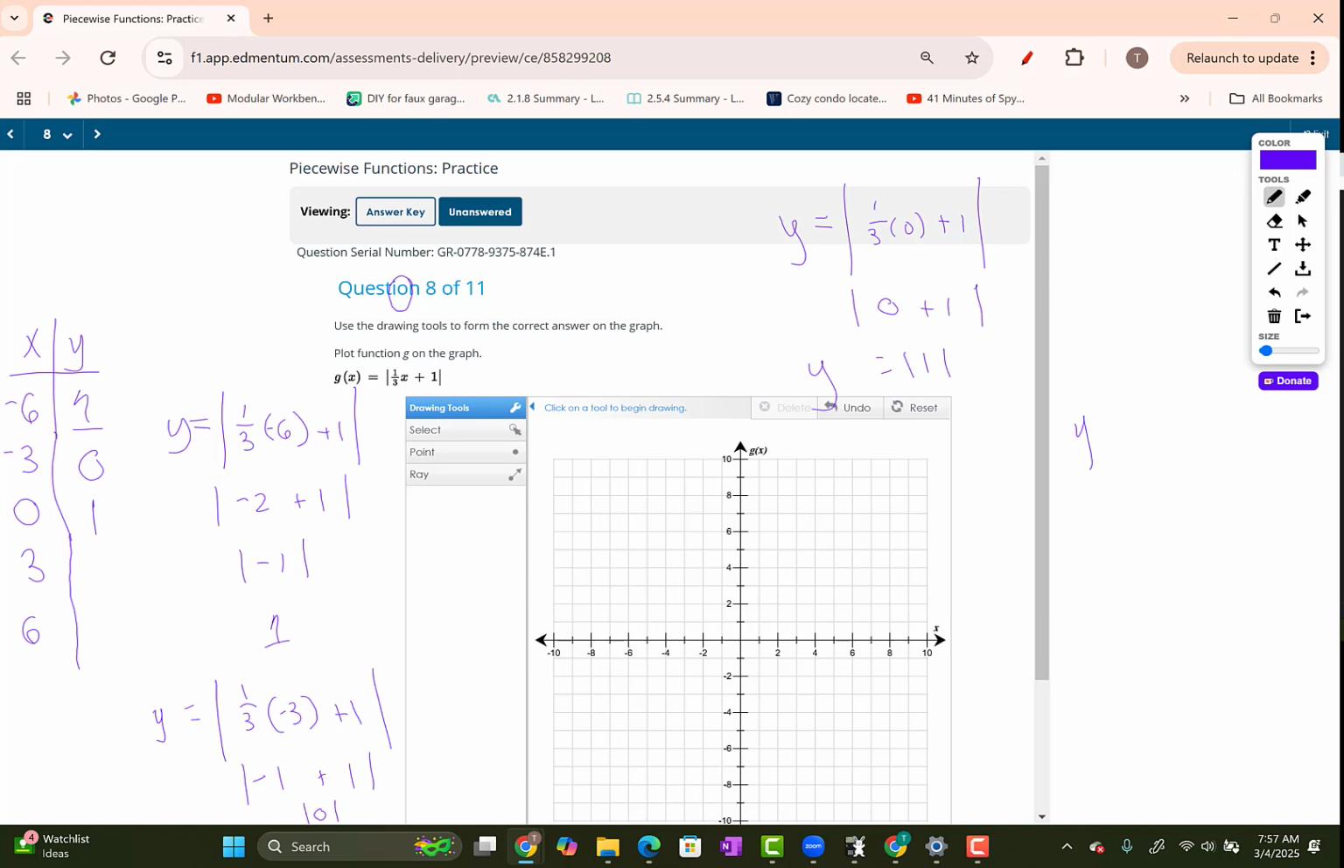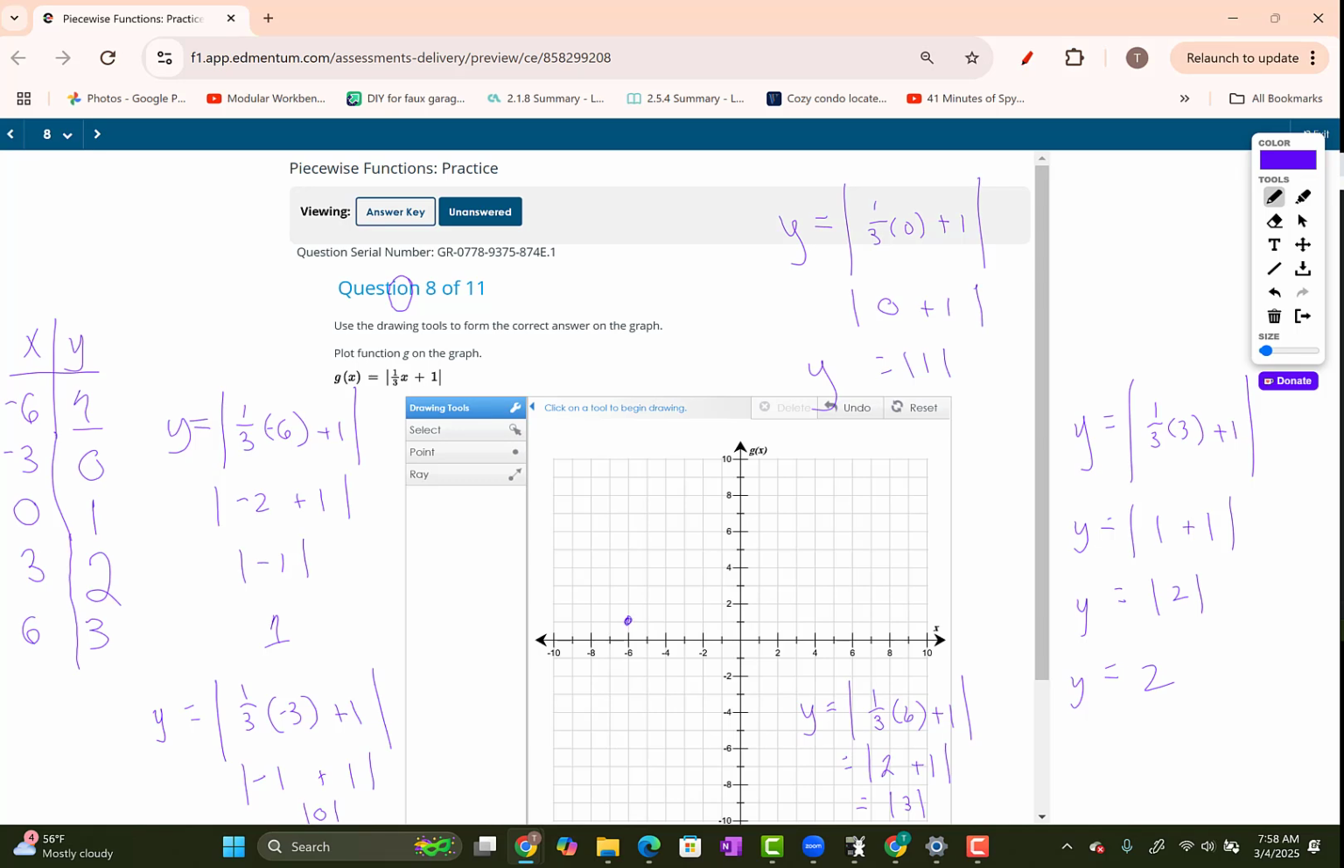And then we'll do this 2 more times. When you substitute 3 in for x, you can see we get 2 for y. I encourage you to try the last one on your own before I show you the answer. The last one, we end up getting 3.